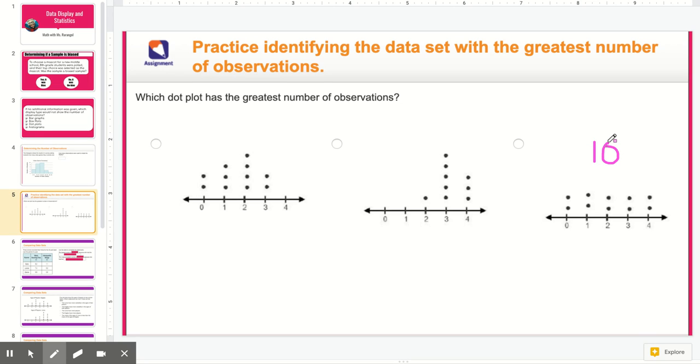Okay, and so what I want you to do is pause the video and figure out how many were observed in this graph and in this graph and see if you can figure out your answer. Okay, so what I have discovered is that this one has 11, 9, and then back to this one we had 10 here. So the answer for this would be the first one. What is the greatest number of observations? So for the first graph, 11 people were polled.